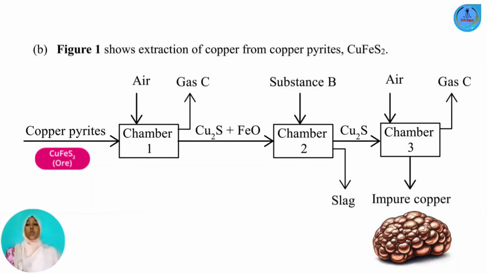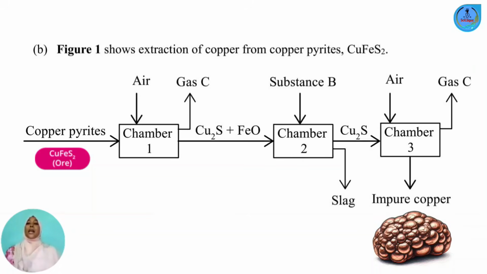to chamber 2. Now, in chamber 2, we are having substance B being added. In chamber 2, what is going to happen is we are going to have addition of silica. Silica is simply silicon 4 oxide. It's an oxide of silicon. Now, silicon 4 oxide is an acidic oxide.